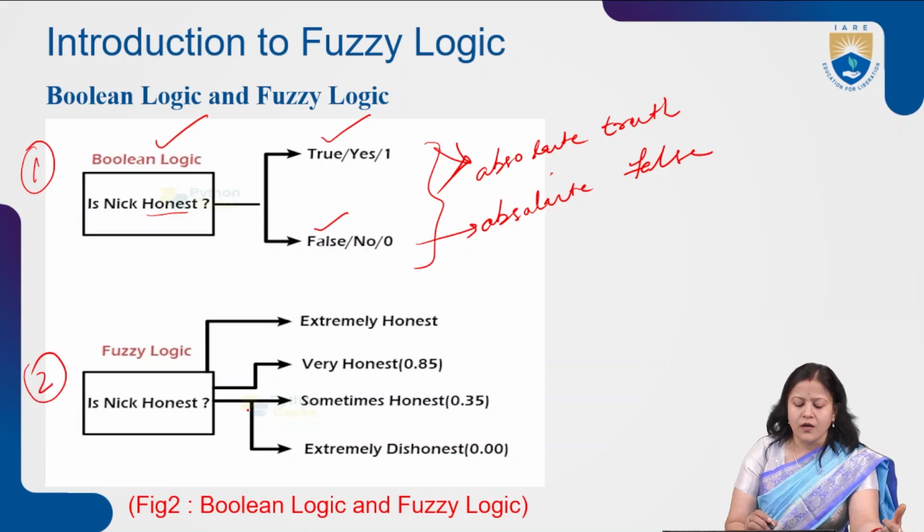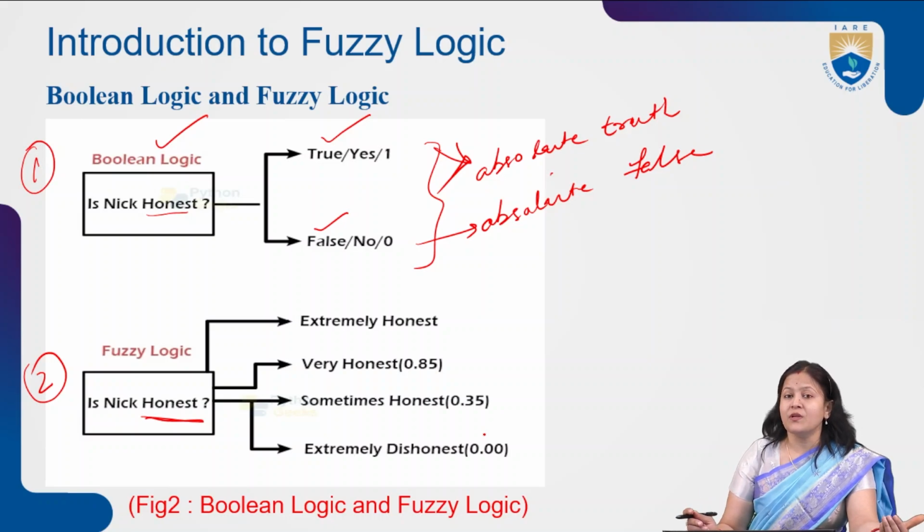Is Nick honest? Now, honest, this linguistic word, can be represented in a variety of ways. Like the first one, Nick is extremely honest. Nick is very honest. Sometimes Nick is honest, and Nick is extremely dishonest. So these are the things that come to our mind whenever we face that situation. So how will the system understand? Our brain understands all these uncertain things, but the system does not. So all possible uncertain situations and uncertain probabilities can be represented using fuzzy logic.